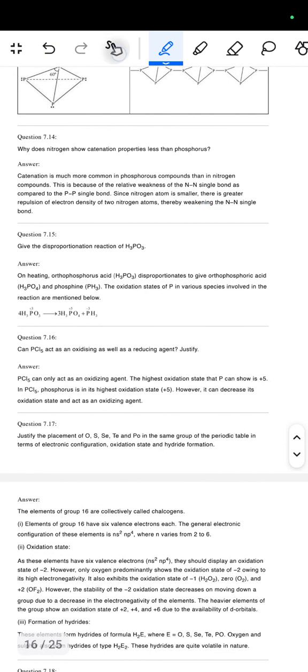अगला सवाल है कि why is the catenation property of nitrogen less than that of phosphorus? तो catenation is much more common in phosphorus compounds than in nitrogen compounds. This is because of the relative weakness of the N-N single bond as compared to the P-P single bond. Since the nitrogen atom is smaller, there is a greater repulsion between the lone pair density of the two nitrogen atoms, thereby weakening the N-N single bond.